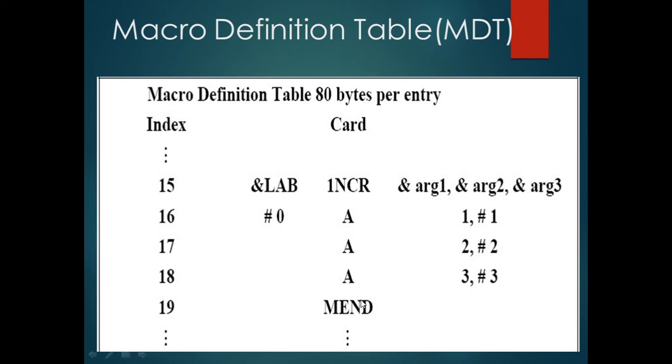As you can see, this MDT contains MEND, which represents the end of the macro, but it doesn't contain the MACRO keyword that represents the start of the macro. Whenever we write MEND, that represents the end of the current macro, and whenever we start from this index 20, that means it is the start of the next macro. Hence MDT doesn't contain the macro keyword.